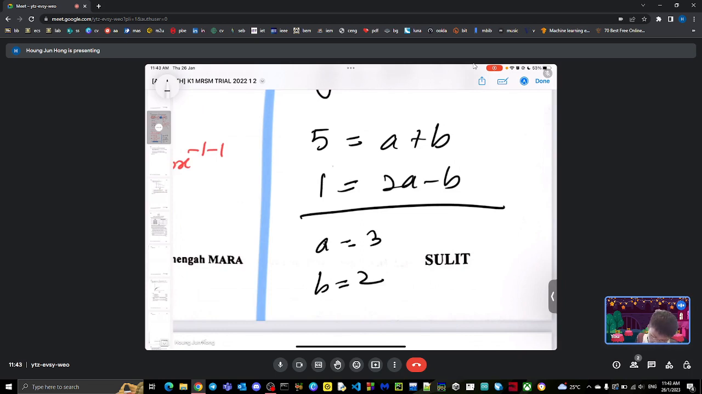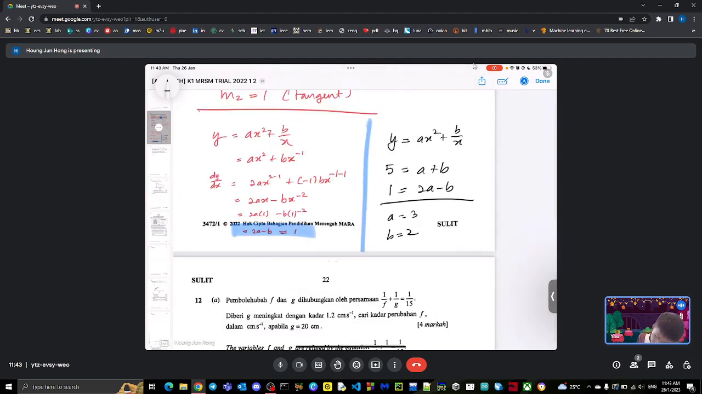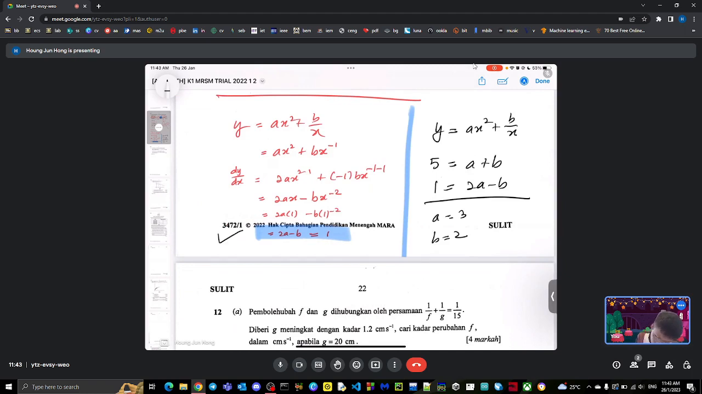Wait, is there a mistake here? Why does it say a equals 2? Which part went wrong? Wait, let me check. 2a minus b is -1. No, this one is correct. This one is also correct. And then 3a equals... okay, just a mental calculation problem. I'm sorry. Yeah, so this one should be 2, this one should be 3. Okay, yep, so that's it.